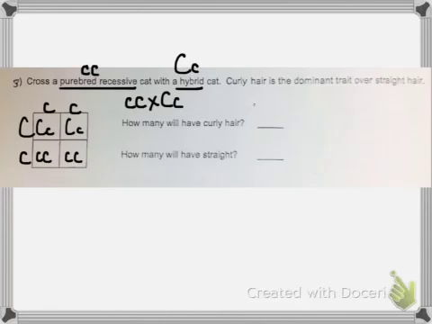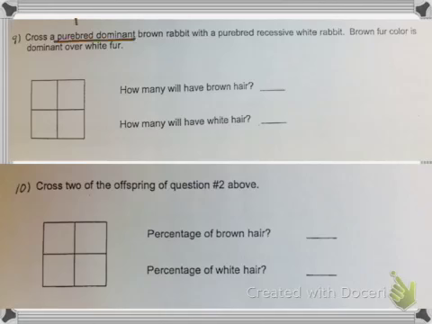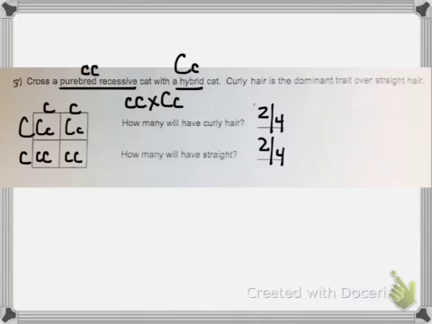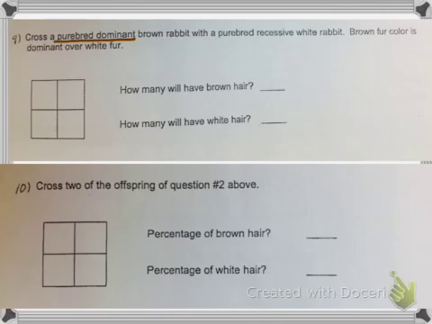Now, it doesn't really matter which genotype you put on the top or on the side. You can switch them. You're still going to get the same outcomes inside. They'll just be in a different order inside the boxes, but it'll still come out the same. So how many of the cats will have curly hair? The chances of having curly hair would be 2 out of 4, and straight hair would also be 2 out of 4. Keep moving ahead. But that was very similar to a problem earlier. All right, now let's look at number 9.